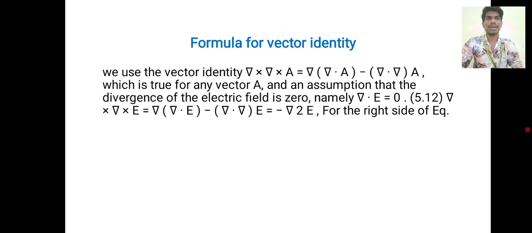Formula for vector identity. We use the vector identity del cross del cross A is equal to del into del dot A minus del dot del into A, which is true for any vector A, and an assumption that the divergence of the electric field is 0, namely del dot E is equal to 0.